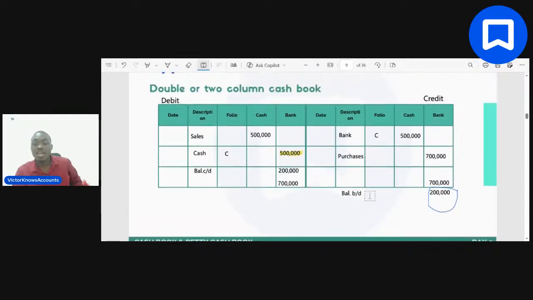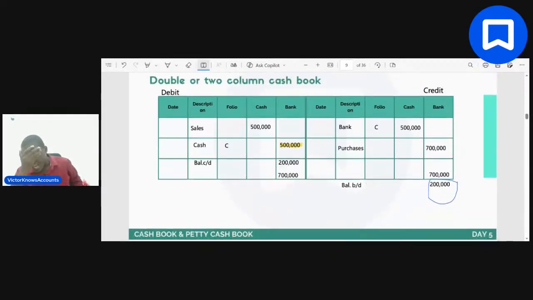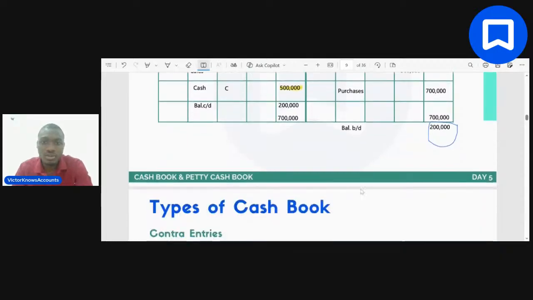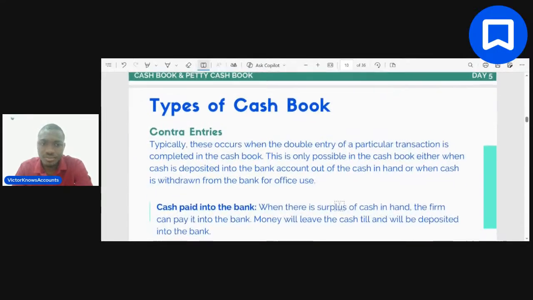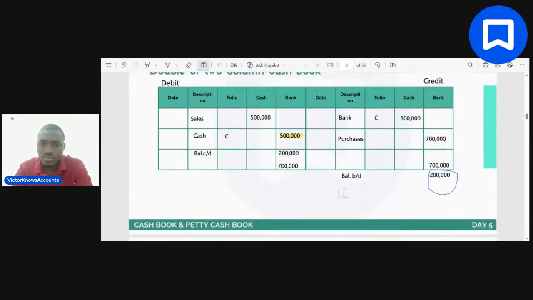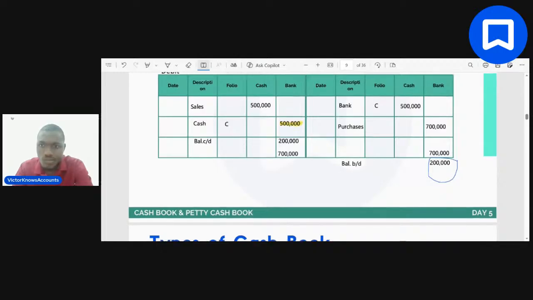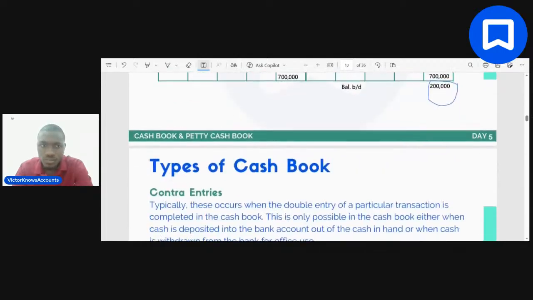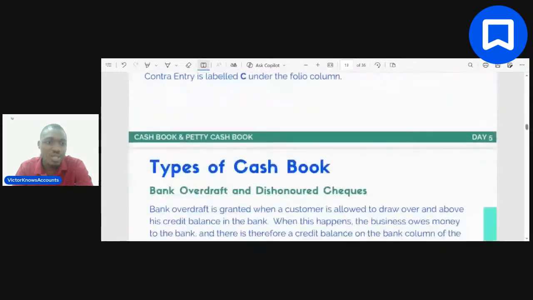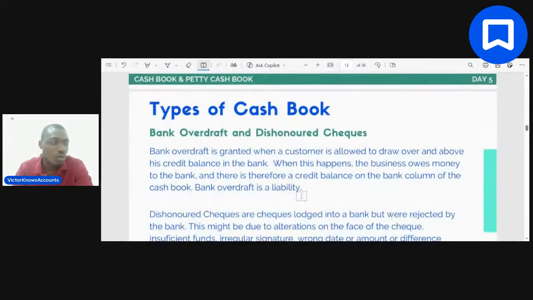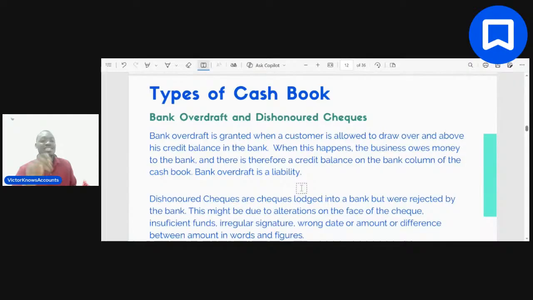Is that fine? It is a liability to me. All right. So yeah, that's that about bank overdraft. So that's why we say bank overdraft is a liability.